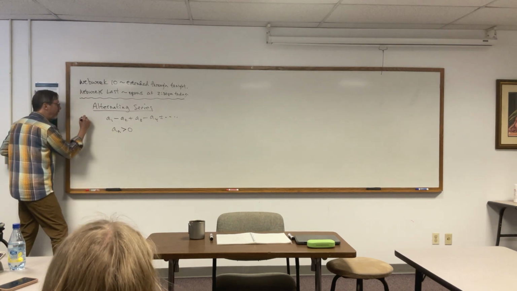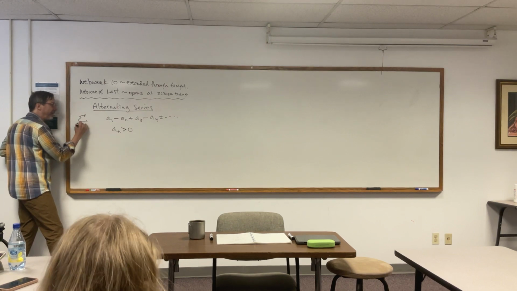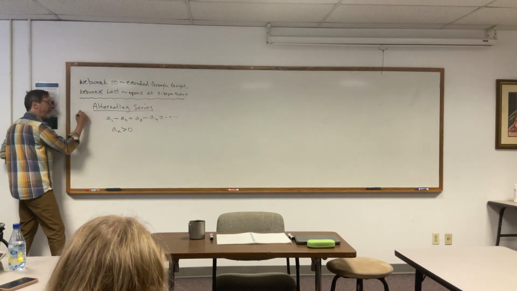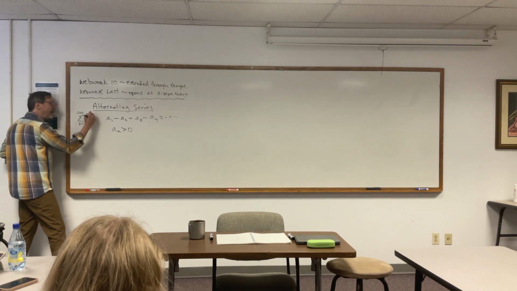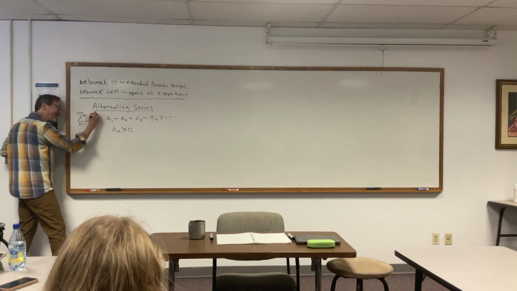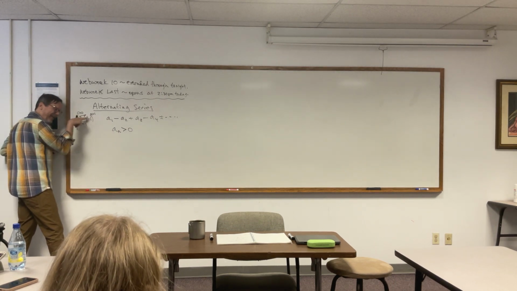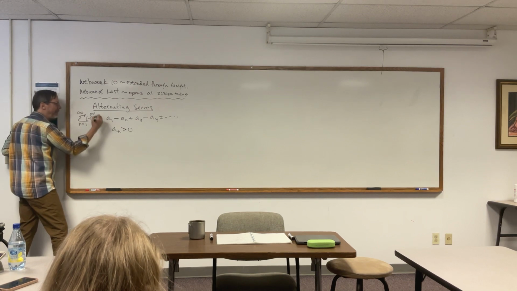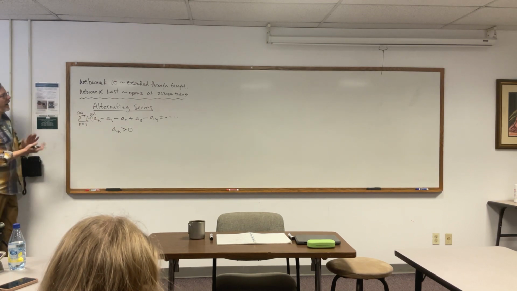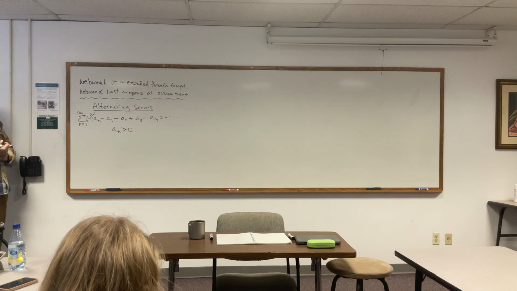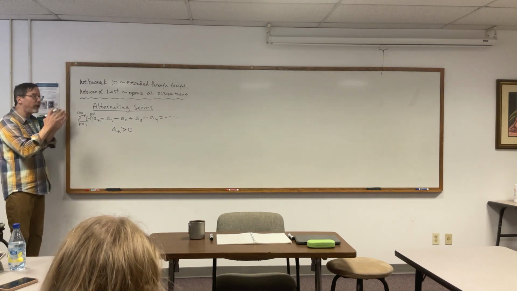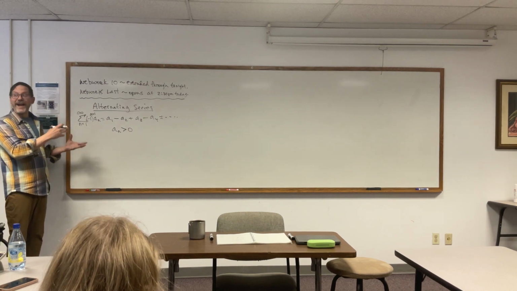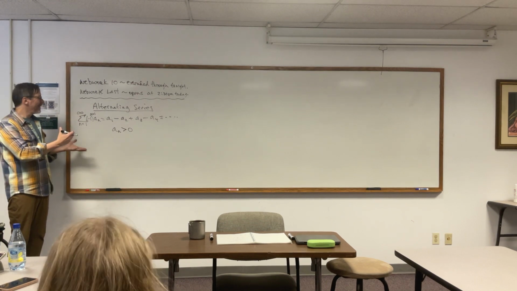And then you could write this out in a general way. We could say the sum from n equals 1 to infinity of (-1) to the n plus 1, if I want the first thing to be positive, times A sub n. So just kind of writing that out in that way. These are really wonderful and easy to deal with.